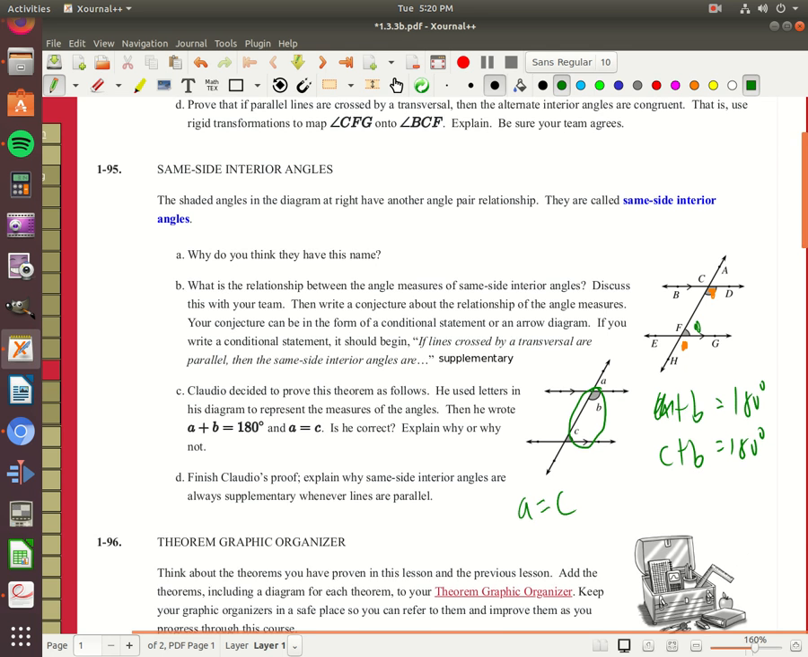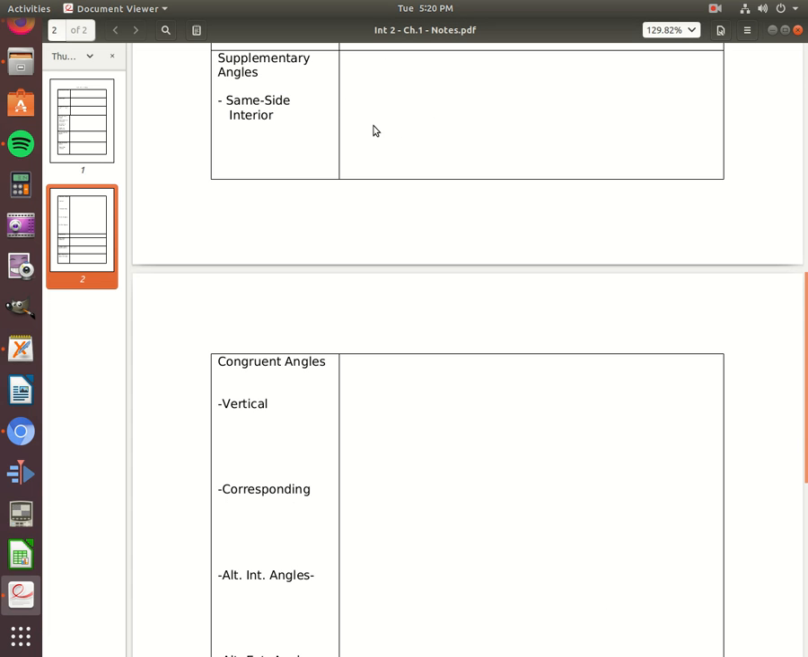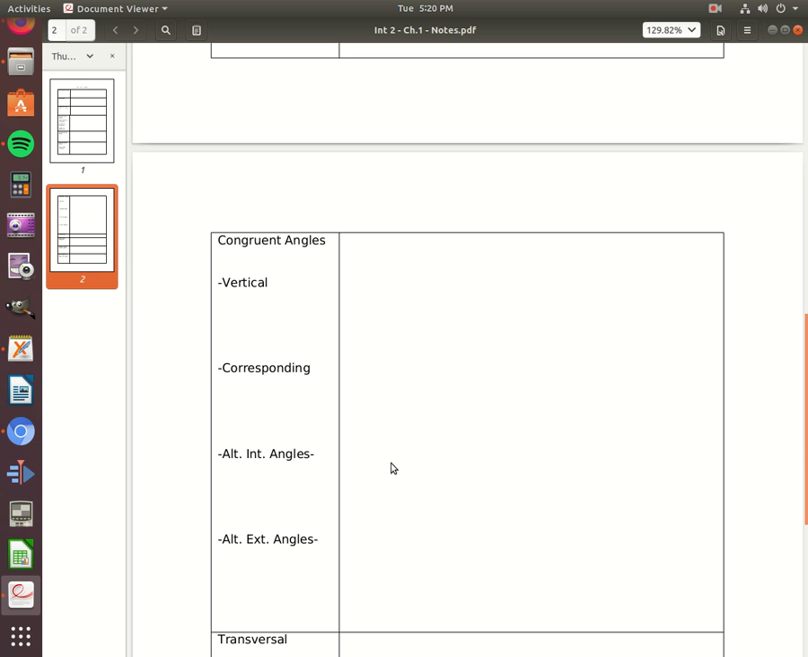So there we go. Now we have the theorem graphic organizer. Again, I don't really use the theorem graphic organizer. I really hope that you guys are filling this out. Have a picture of same side interior, have a picture of vertical, have a picture of corresponding, have a picture of alternate interior. I'm guessing you can guess what alternate exterior is. I don't know if we're actually going to get to that. If we don't, I'll do that right now.